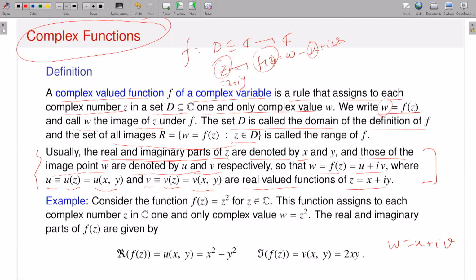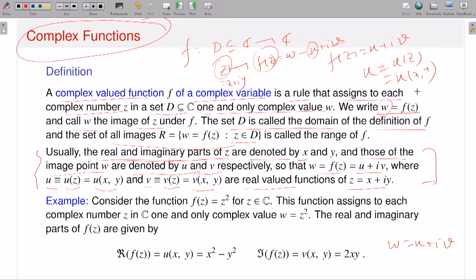So therefore I can write my f of z as u plus iv, okay, where u I can think about as a function of z, and since z is a function of x and y, if I change x and y, z will change, so I can think about u as a function of x and y, right? So if I change x and y, that means my z will change, and correspondingly my f of z will change, that means w will change, that means my u will vary. So therefore I can think about u as a function of x and y, and u is a map from R2 to R, because u is the real part of w, so it's a real valued function of two real variables.